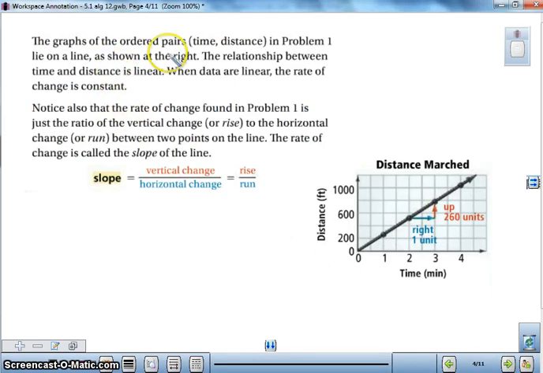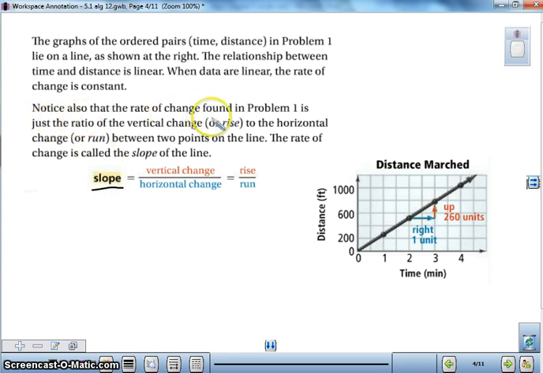It says graphs of ordered pairs that compare time and distance in this problem lie on a line, as shown at the right. The relationship between time and distance is linear. So we think about our linear and nonlinear from last chapter. It says when the data is linear, the rate of change is constant, and that has a special name. You're going to enter this into your notes on the first page. It's called slope.